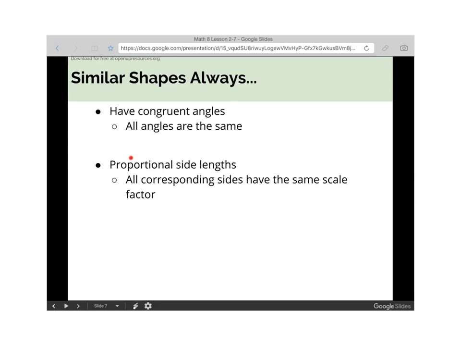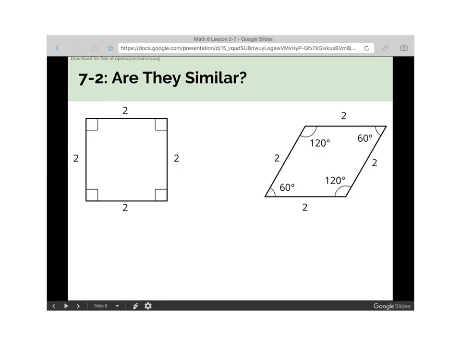They also have proportional side lengths. What that means is that the corresponding sides have the same scale factor. So when we multiply a side length by something, it stays even between all the different sides, keeping it the same shape. In your book, make sure you're looking at 7-2, are they similar?